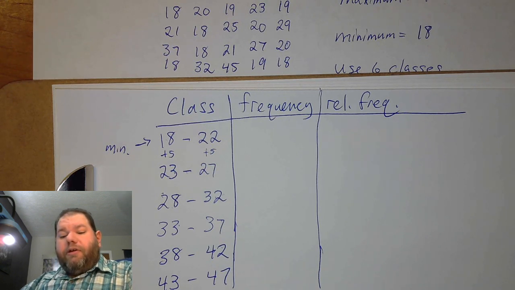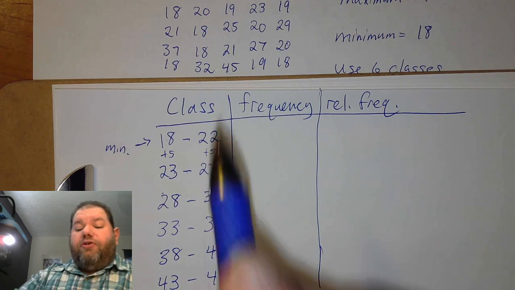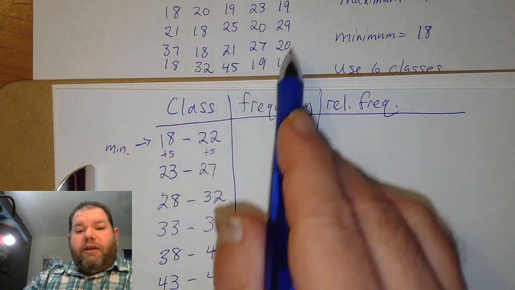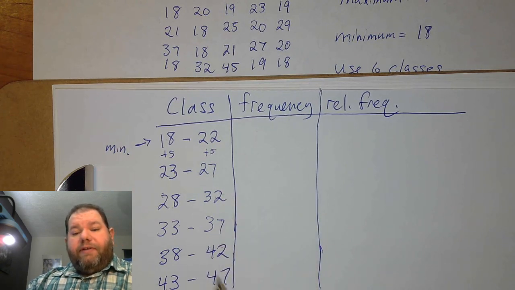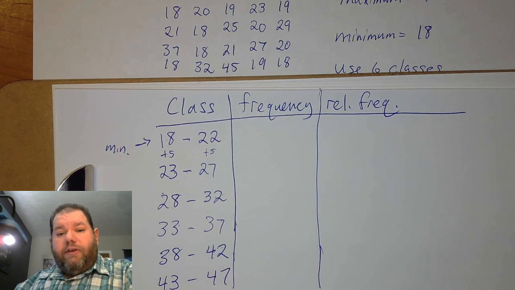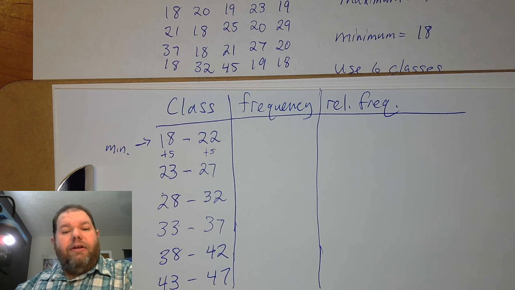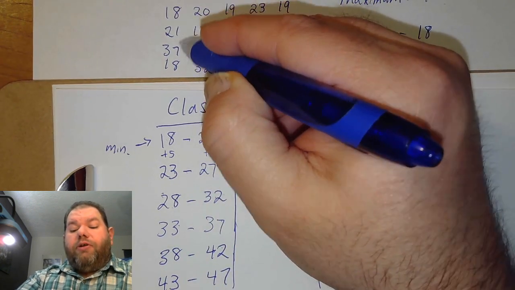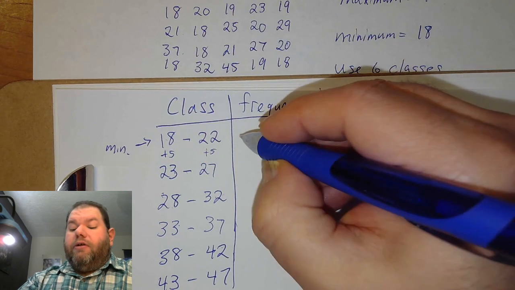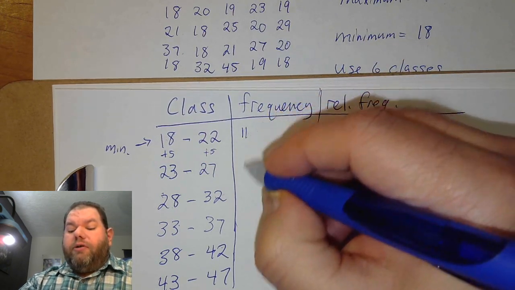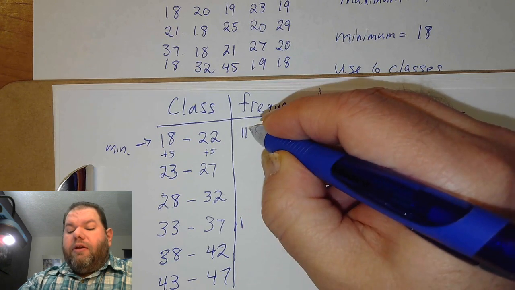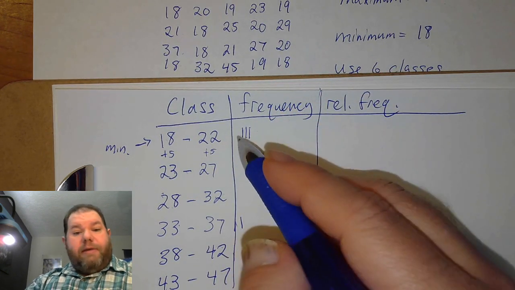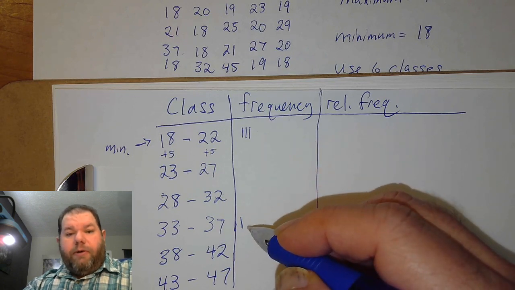Okay, and now the kind of tedious part of this is figuring out how many of each of these values from our list of 20 data values fit into each of these classes. One way we can do this is by taking a tally of values. For instance, our first column: 18, 21, 37, 18, 18, 21, 37, and 18. We just make a mark in each of those classes where those appear.